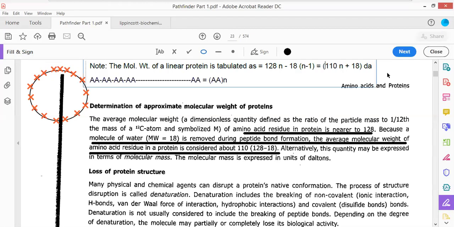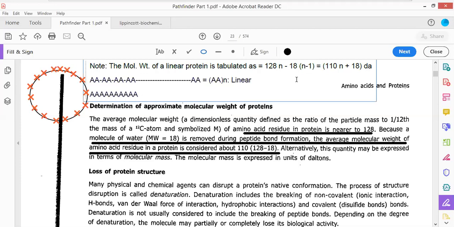Now, how can you imagine this? Supposedly there are n amino acids present in a linear manner. Now take the same case: n amino acids present in a circular manner.